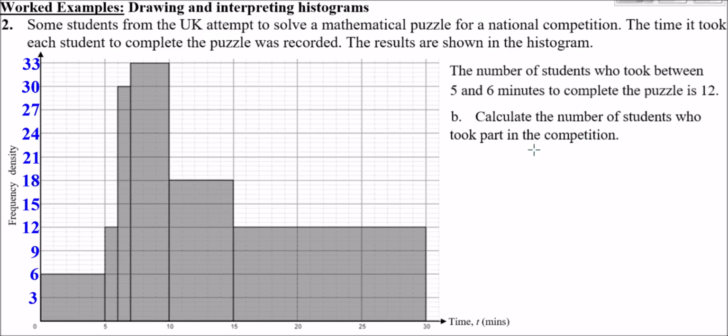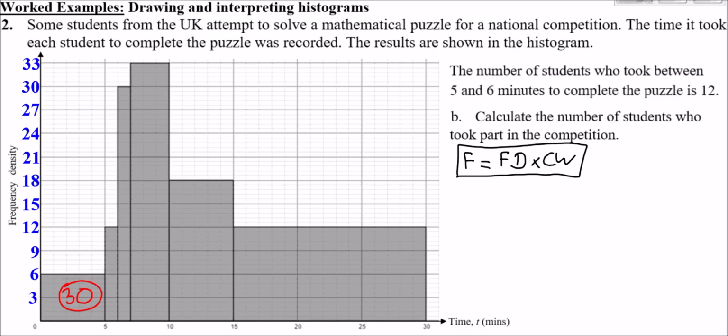Part B, we're asked to work out the number of students who took part in the entire competition. So what we need to do now is just to sum up these frequencies. And so if we just remember that frequency is frequency density multiplied by class width, we can apply this formula to each of these bars in turn. So this first bar, class width is 5, density is 6. So 5 times 6, this represents 30 students.